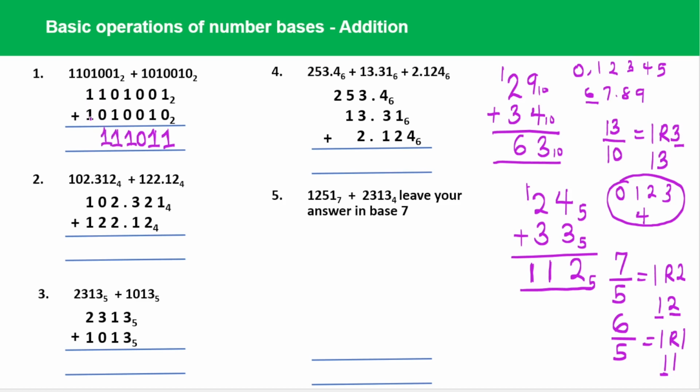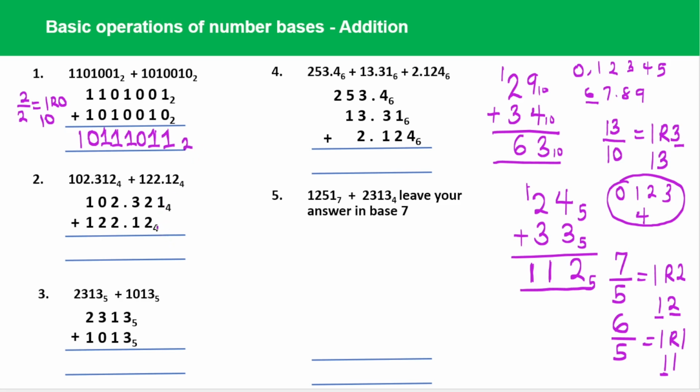Now 1 plus 1 here will give us 2. So it will be wrong to write 2 here because 2 is equal to our base. Remember, the digits that make up our answer must be less than the base. So what do we do? We do 2 divided by 2. 2 into 2 is 1, remainder 0, which is 1, 0. So that means that 1 plus 1 in base 2 is 1, 0. So my answer to this question will be 1, 0, 1, 1, 1, 0, 1, 1 base 2.